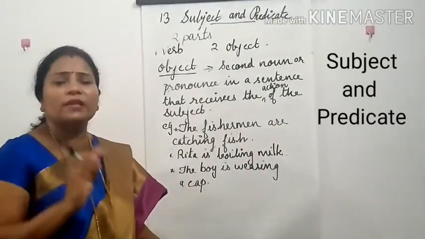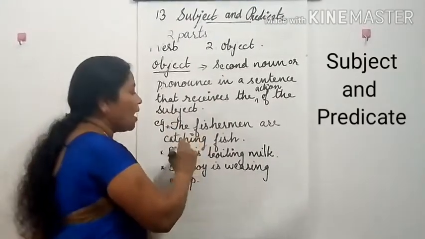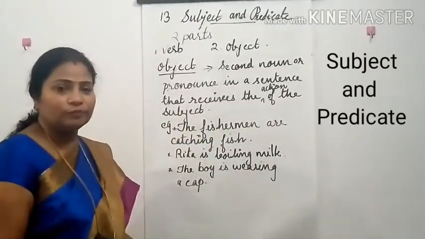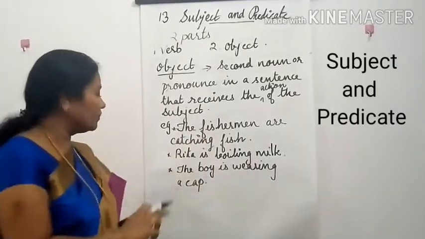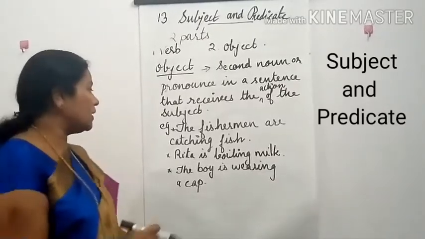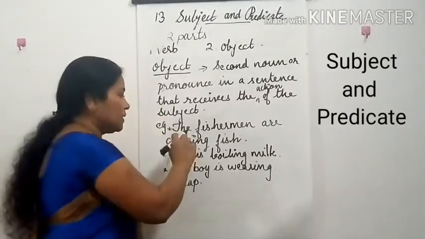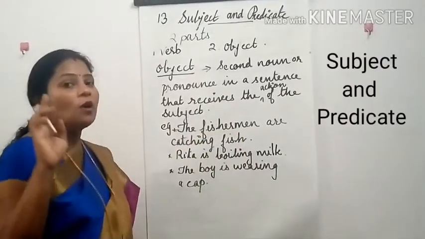Let's make that clear with some examples. See here: the fishermen are catching fish. Rita is boiling milk. The boy is wearing a cap. See here, in the first example, the fishermen are catching fish. We are talking about the object.